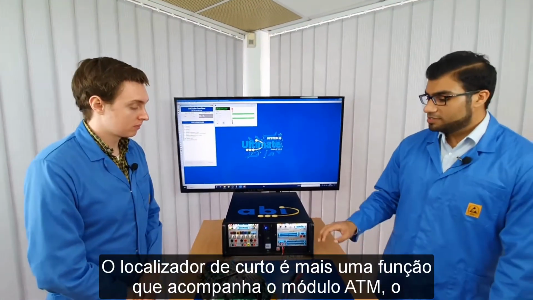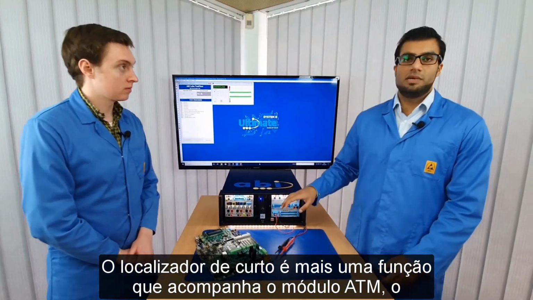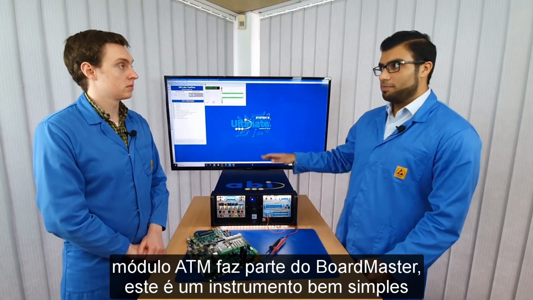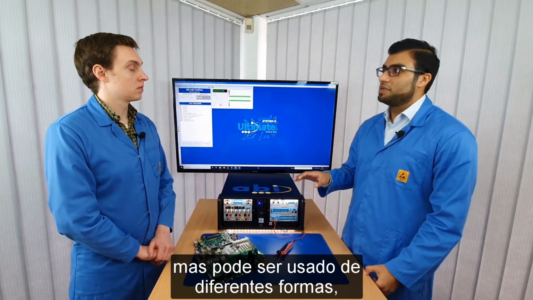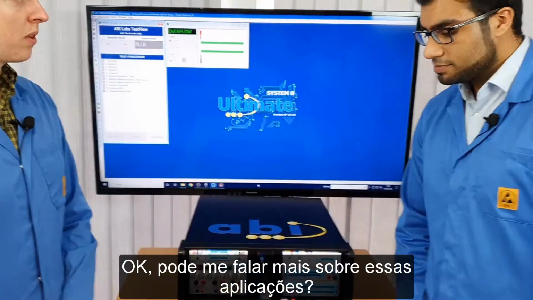Okay, so the short locator is one of the many instruments that comes with the ATM, the advanced test module, which is part of the BoardMaster. So this is a very simple instrument, but it can be used in many different ways, in many different applications. Okay, so what are some of those applications?